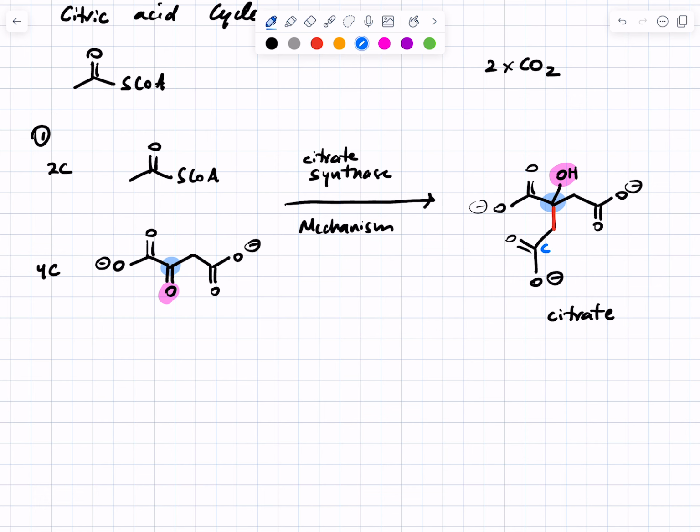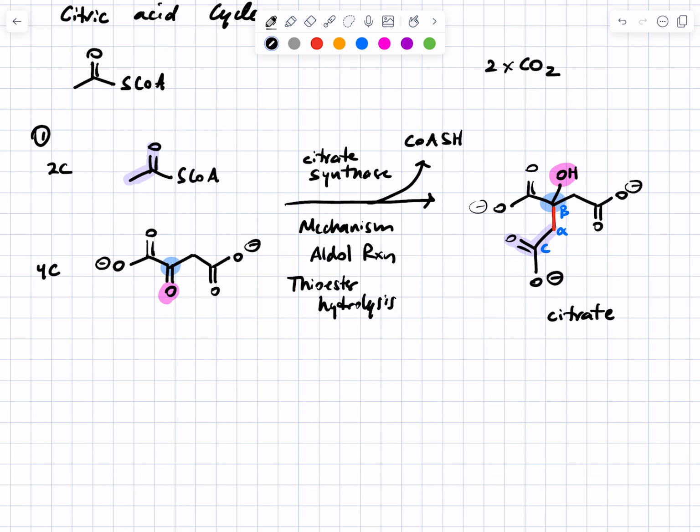That looks like a beta hydroxycarbonyl compound. And so you would be right to suspect that this is an aldol reaction where we make an enolate out of acetyl-CoA, and then it attacks. The question is, where does CoA go? And it is released in a subsequent thioester hydrolysis reaction.